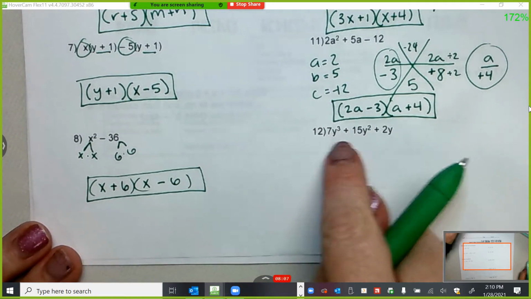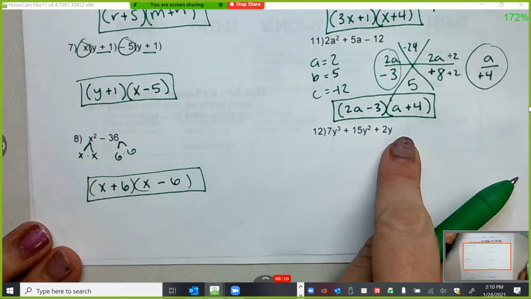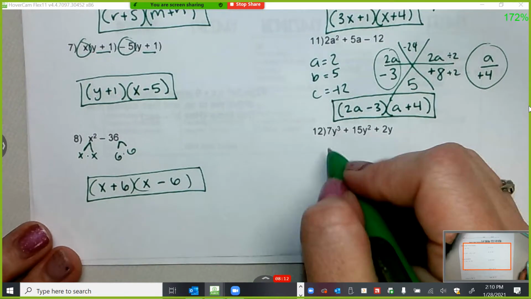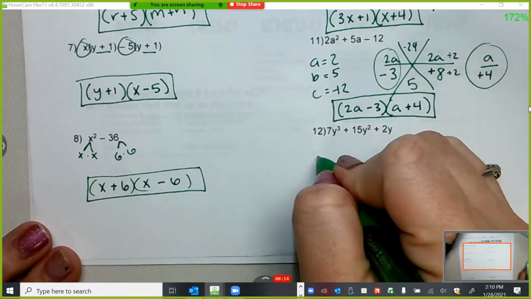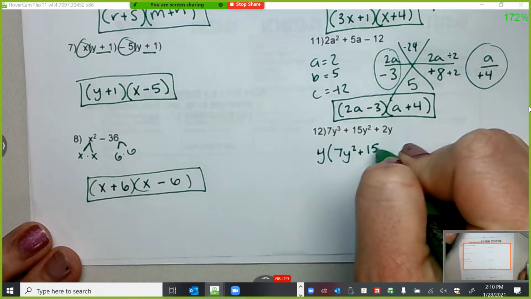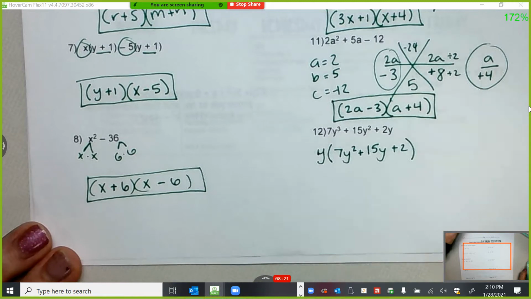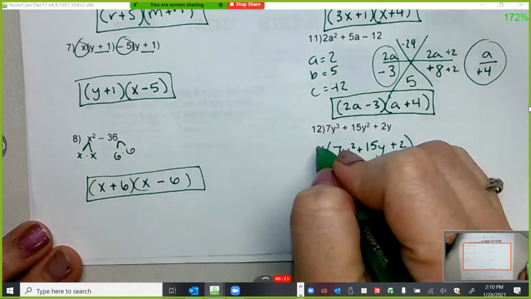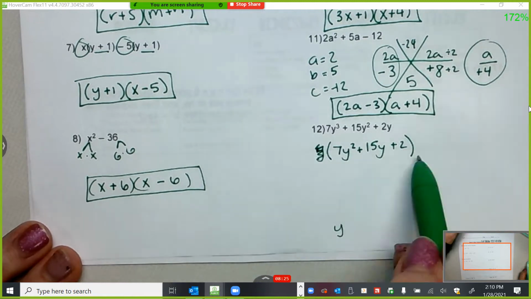Now this one does have a GCF. It does not happen to be a number. It is strictly a letter. So they all have a y. So I'm going to take that y out. And when I do, I'm left with 7y squared plus 15y plus 2. Now I'm going to put that y at the bottom, and I'm going to forget about it, and I'm going to snowflake factor this.